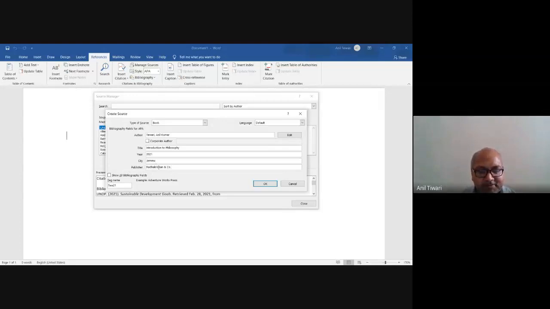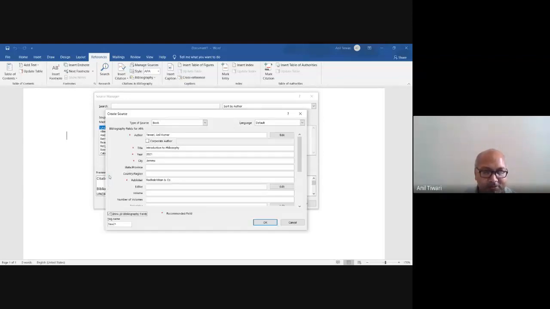Suppose you have entered all these things, and if you have some more information, then you click here, Show All Bibliography Fields. If you click here, then the information list enlarges. Then you will have State and Region from where it is published, or you have Editor, if there is any, and Volume, whatever information you are required to enter. It is coming here: Number of Volumes, Translator, Short Title. You can have even ISBN number, etc.